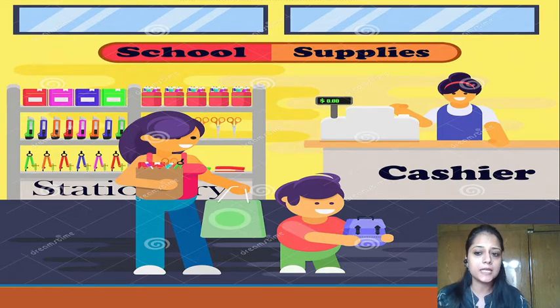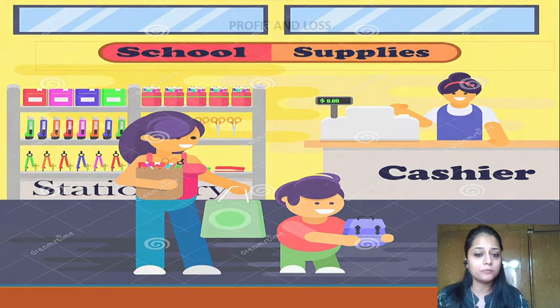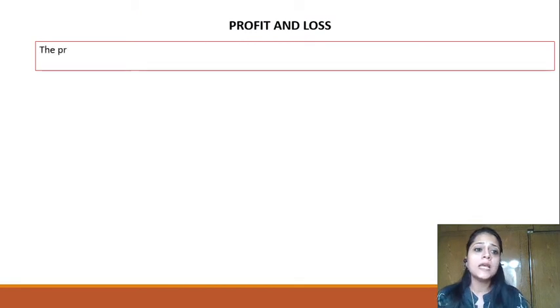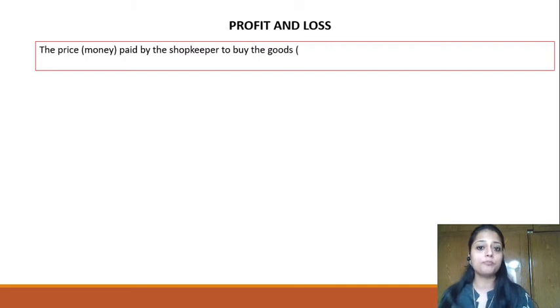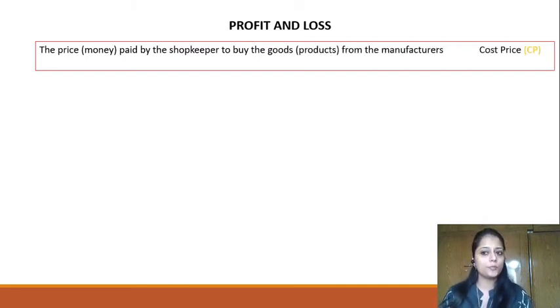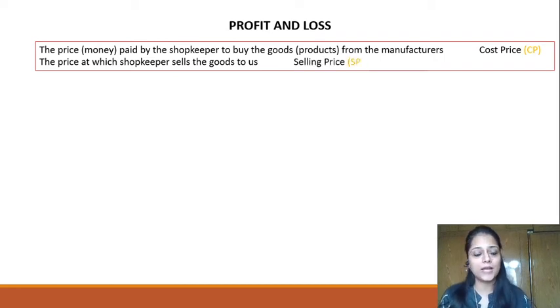To study in detail, we have to understand some important terms. The price or the money paid by the shopkeeper to buy the goods or the products from the manufacturer is called cost price. We normally write the short form of cost price as CP. Now, the price at which the shopkeeper sells the goods to us is known as selling price. Short form is SP.